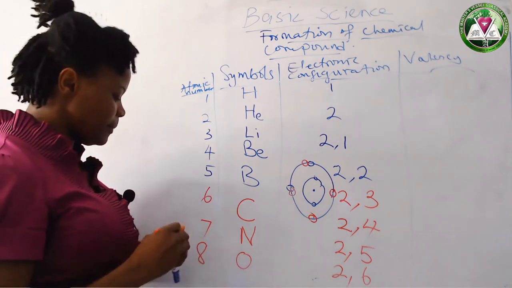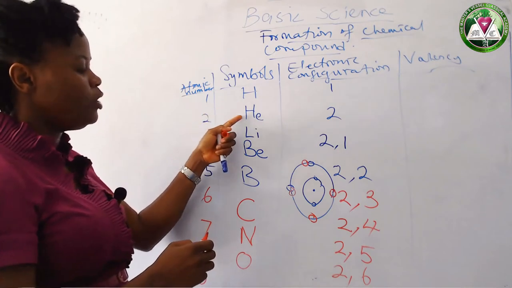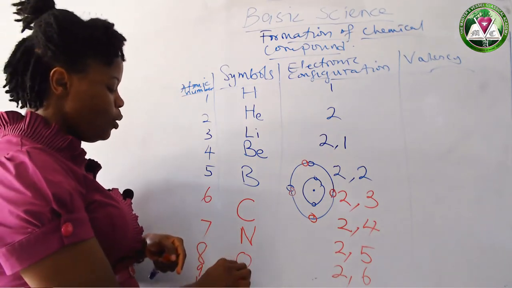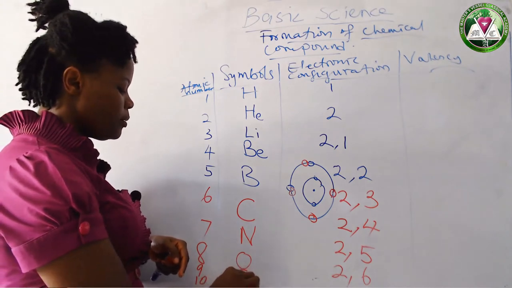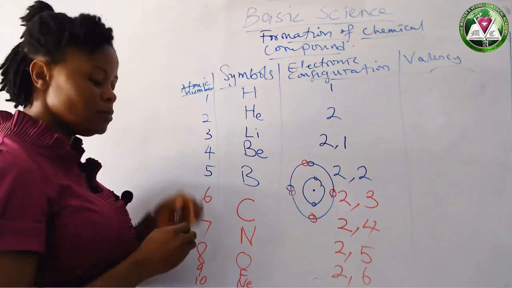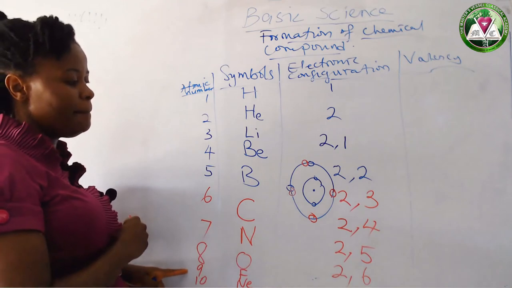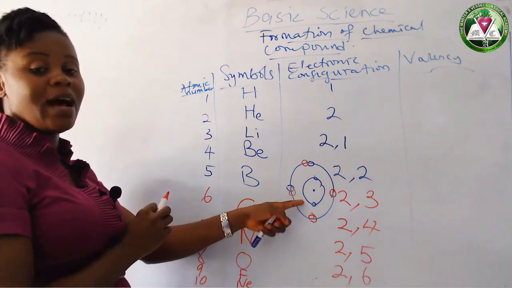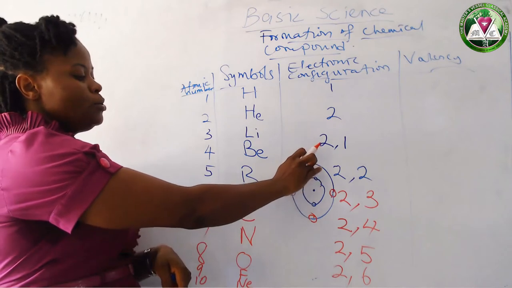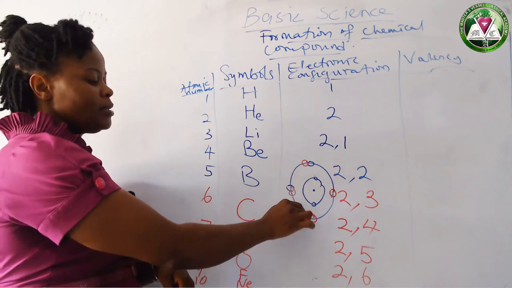Okay, at least let me do up to 10. Number 9 and then number 10. Hydrogen, helium, lithium, beryllium, boron, carbon, nitrogen, oxygen. What's the next one? Fluorine. Then neon. Now, if we want to draw the structure of fluorine, seeing that it has 9 as its atomic number, then the structure must have up to 9 electrons. Let's count this and check if it's up to 9. 1, 2, 3, 4, 5, 6, 7, 8. So it's remaining 1, 8, 9.